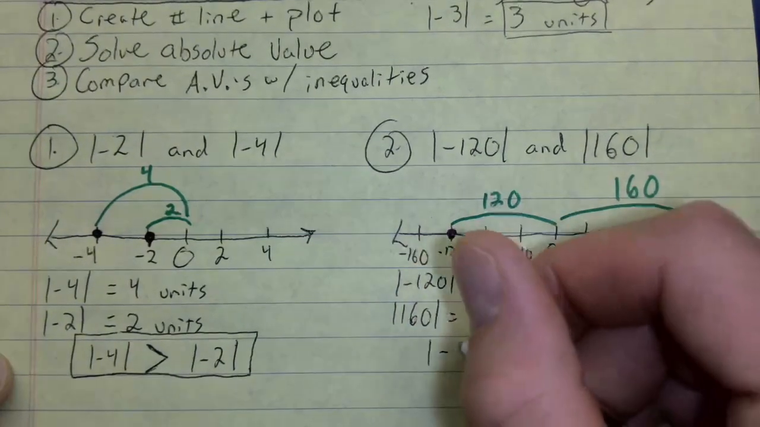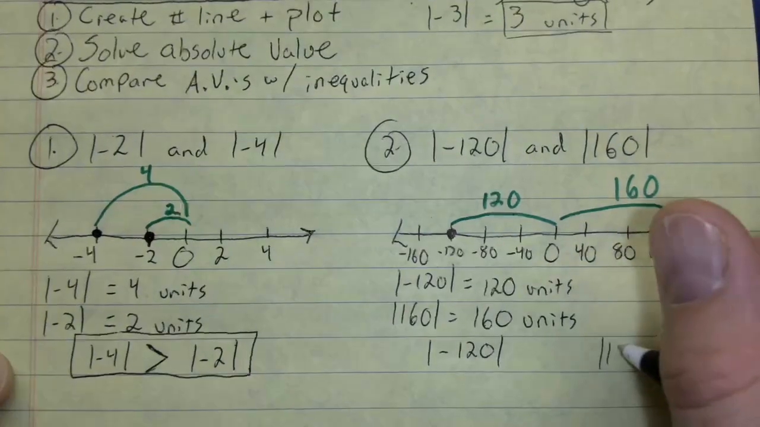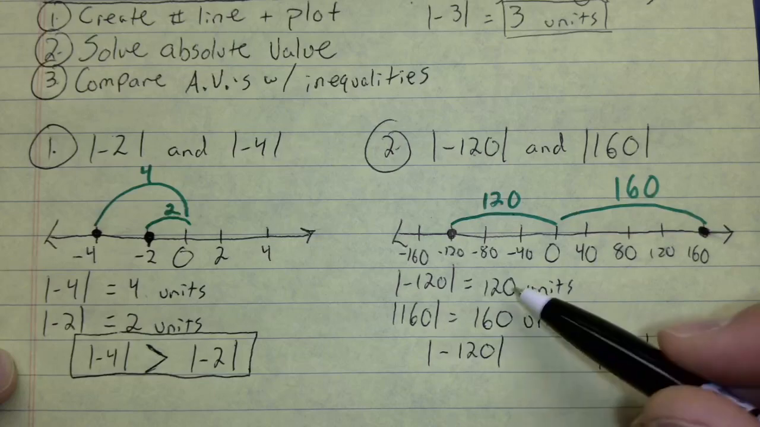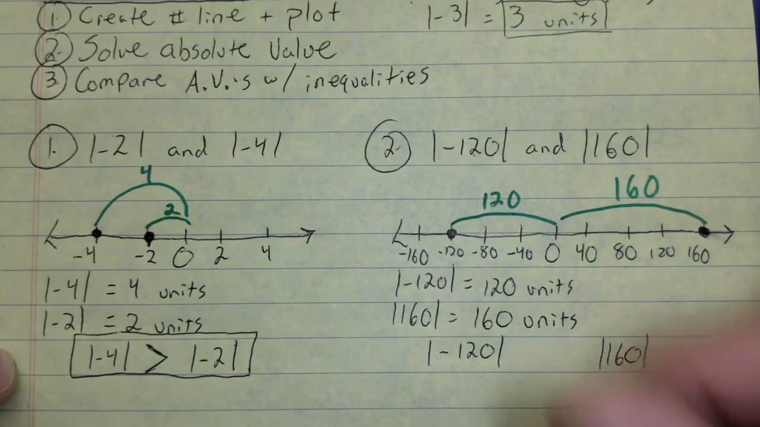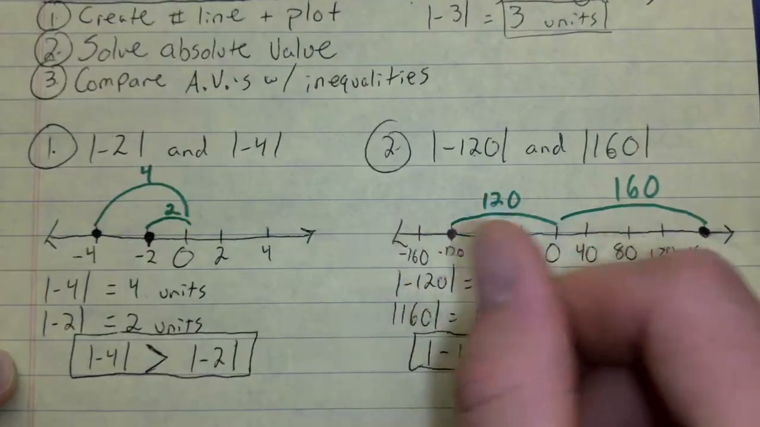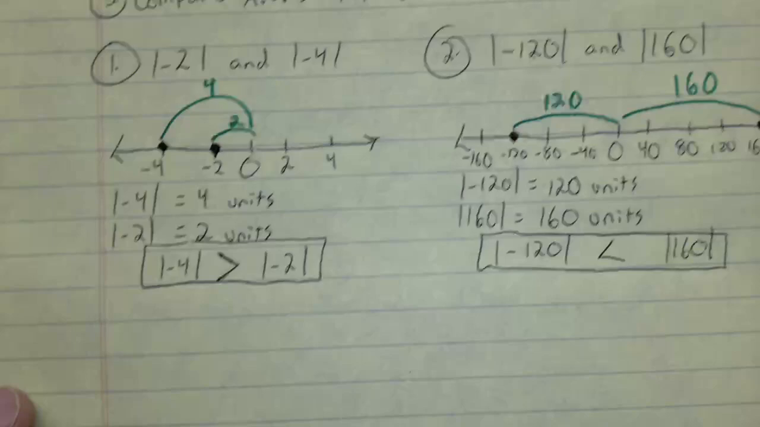Step 3, just compare with inequalities. The absolute value of negative 120 is what compared to the absolute value of 160? Well, 120 is less than 160, so that is less than. Less than is your answer. That's it. Let's see another one.